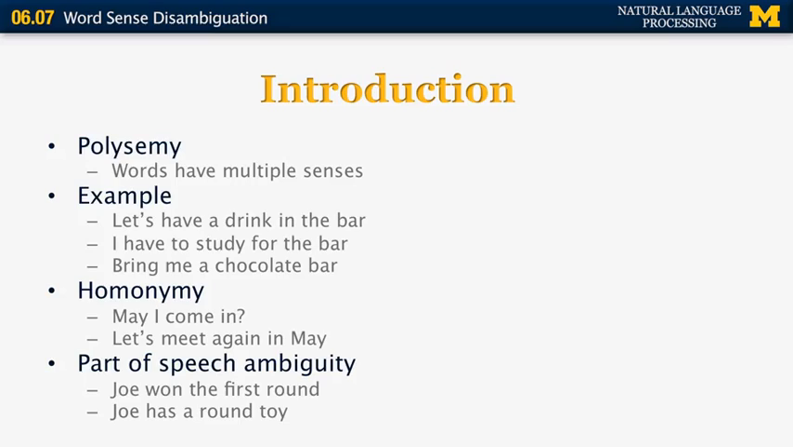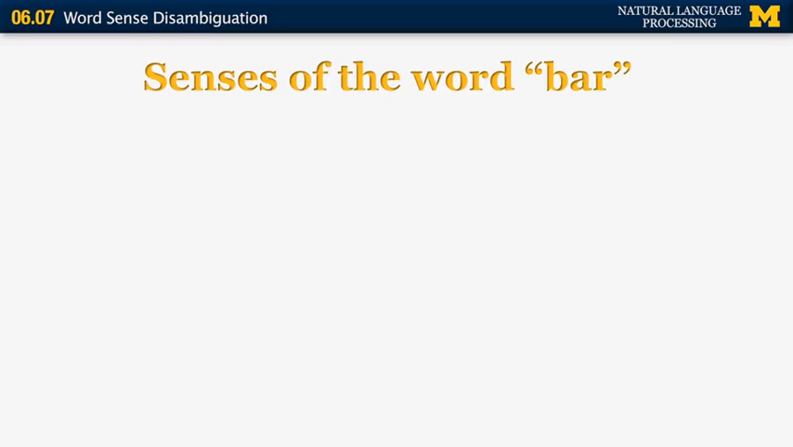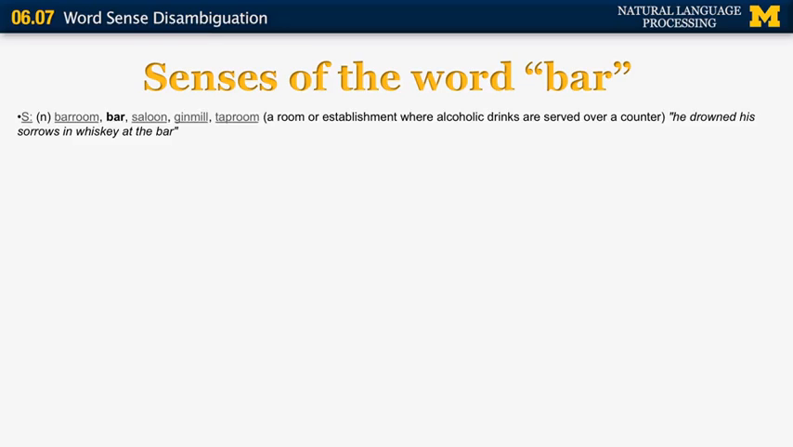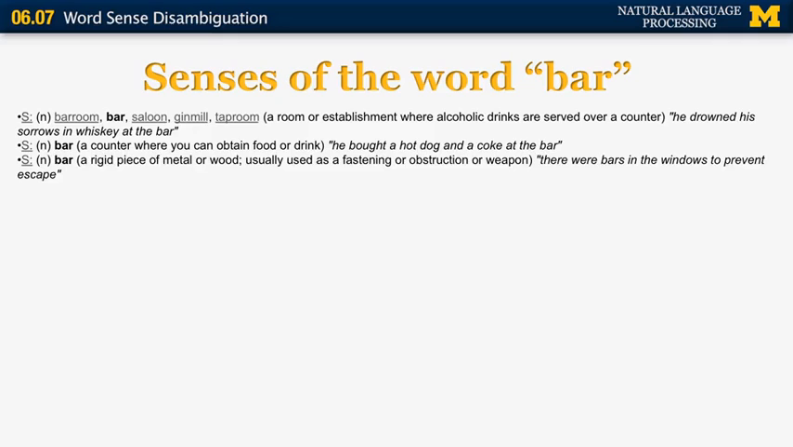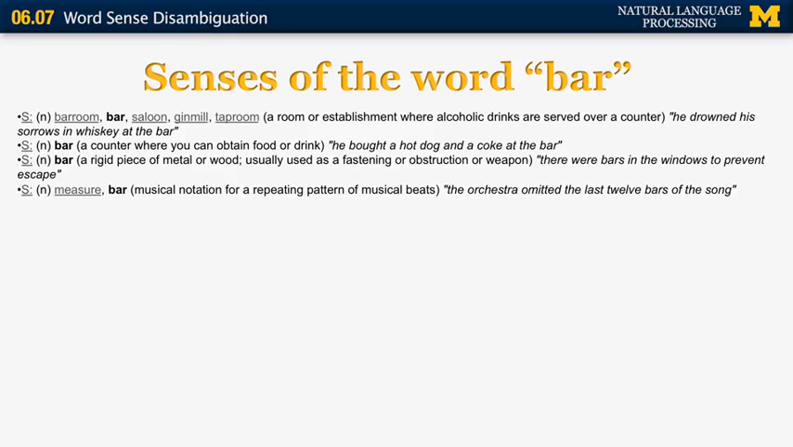So what are all the different senses of bar according to WordNet? Well, there's the first one here. Bar, or also bar room or saloon, is a room or establishment where alcoholic drinks are served over a counter. Another sense is a counter where you can obtain food or drink. So this is the actual physical piece of furniture on top of which you get the drink. Then bar is a rigid piece of metal or wood used for fastening or obstruction or a weapon, like bars in the jail. Next thing is a bar in music, and many, many other senses.